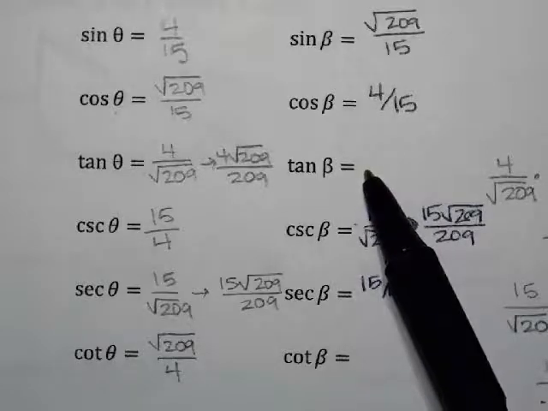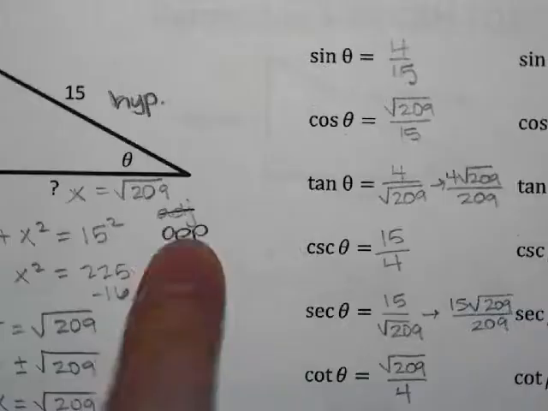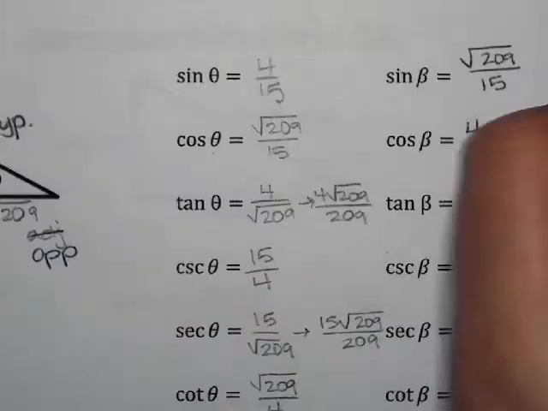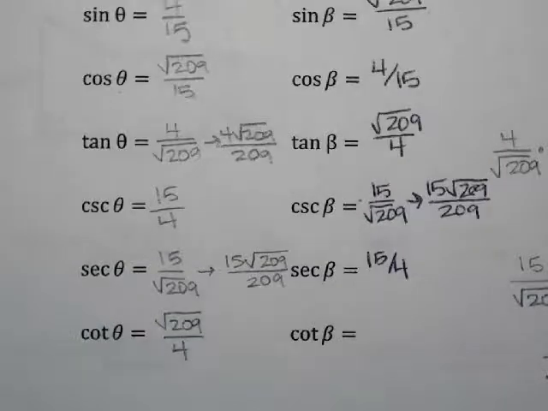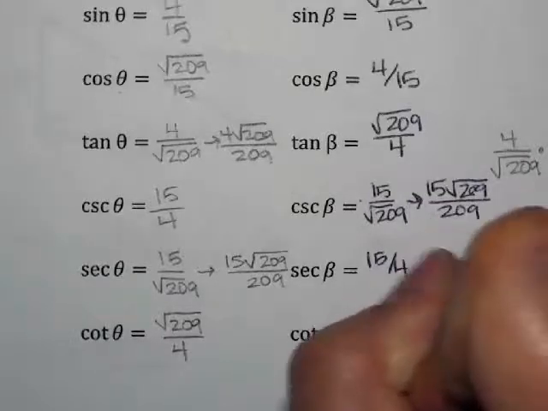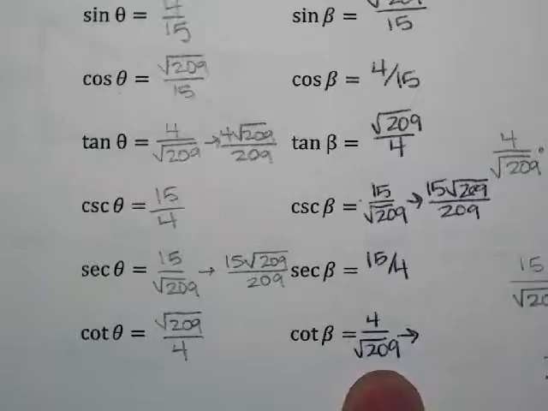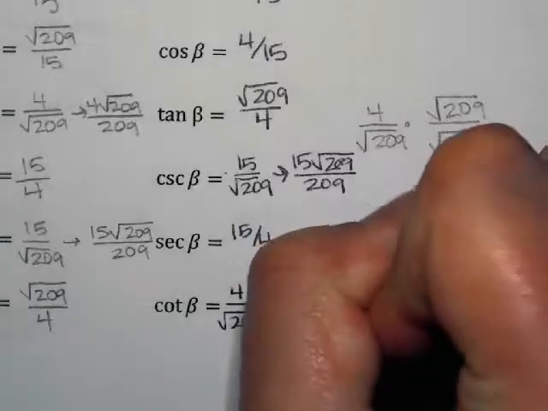And then tan of beta is what? It's opposite over adjacent. And then for cotangent, we're going to flip it. And we've already fixed this one. So we know that that's 4 root 209 over 209.